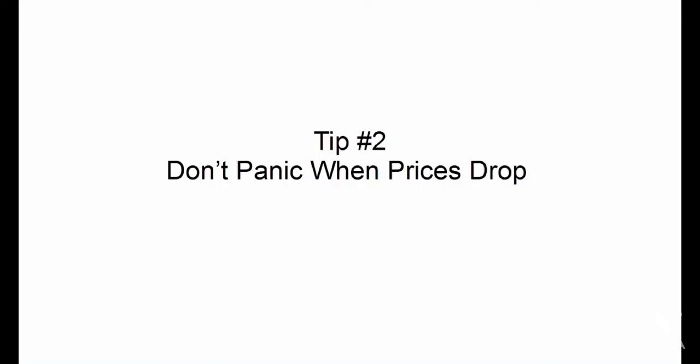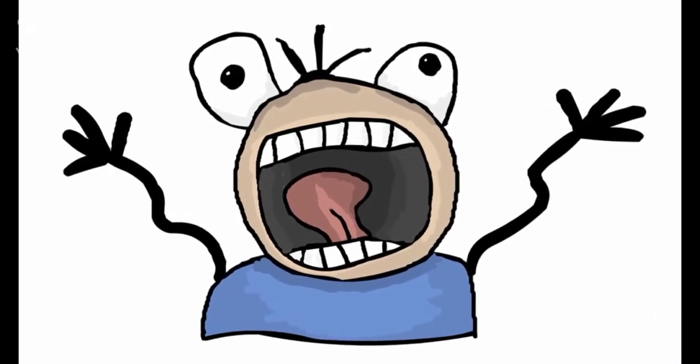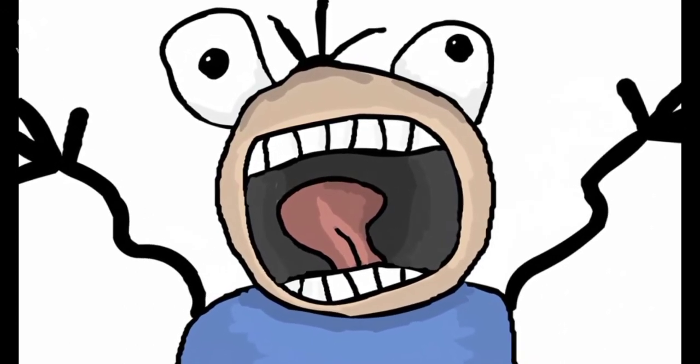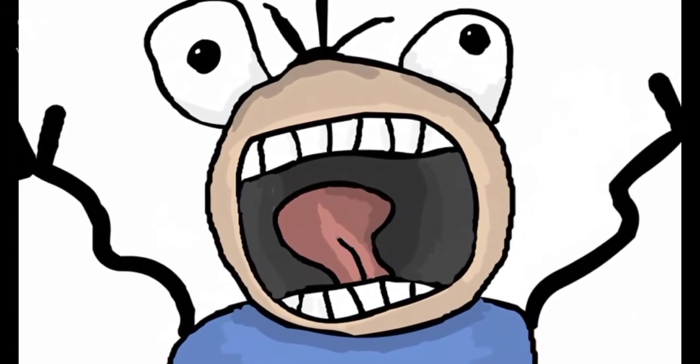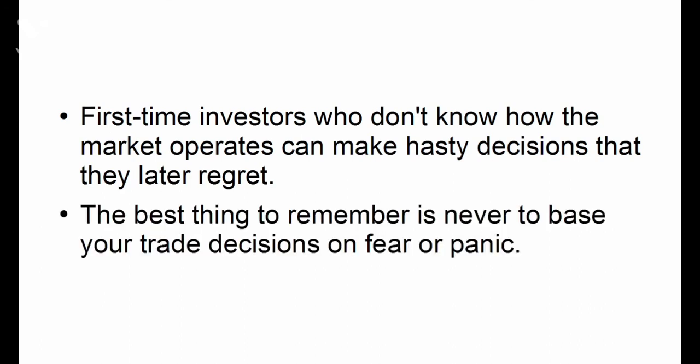Tip number 2. Don't panic when prices drop. The cryptocurrency market is known for its unpredictability, and those who decide to trade in the market can't panic when the value drops, especially if your crypto strategy includes long-term investing. First-time investors who don't know how the market operates can make hasty decisions that they later regret. The best thing to remember is never base your trade decisions on fear or panic.